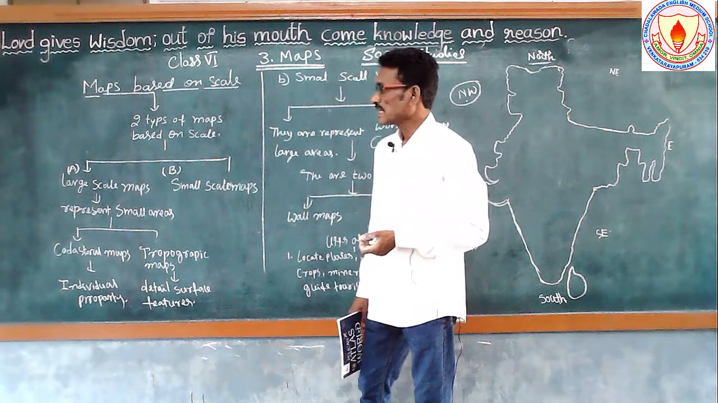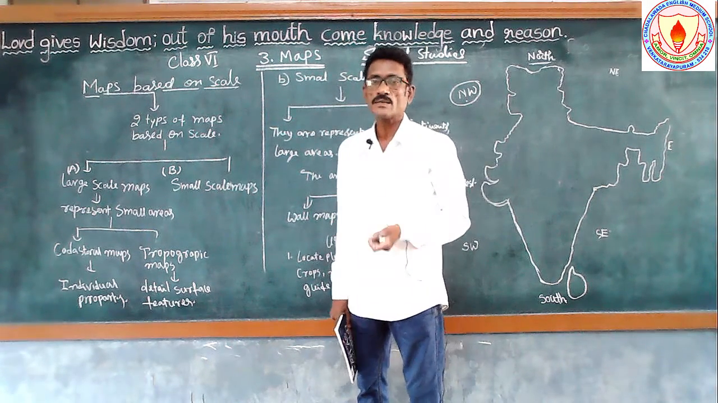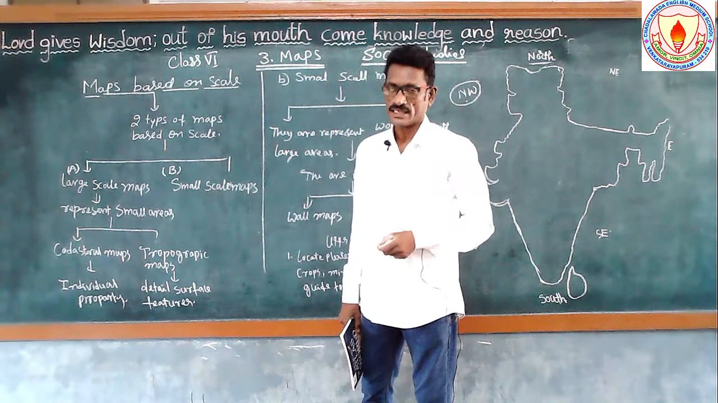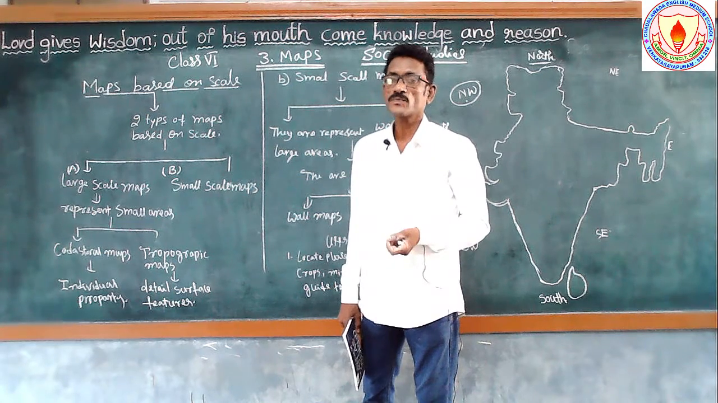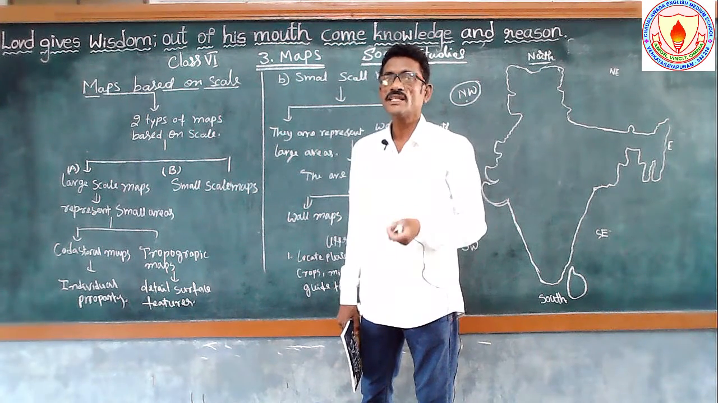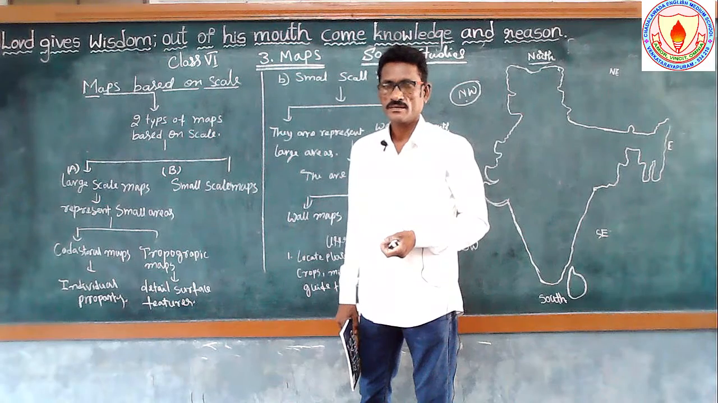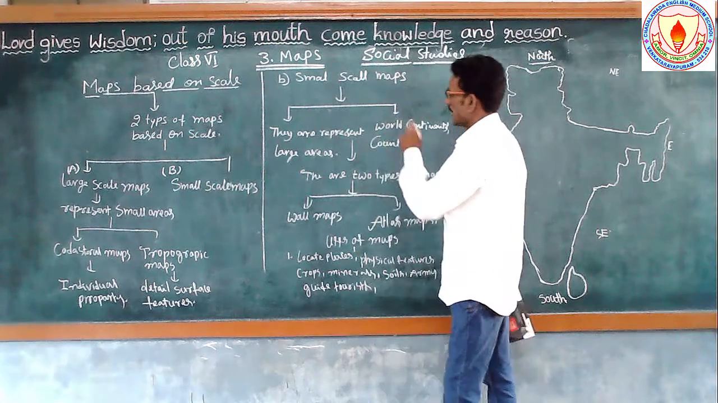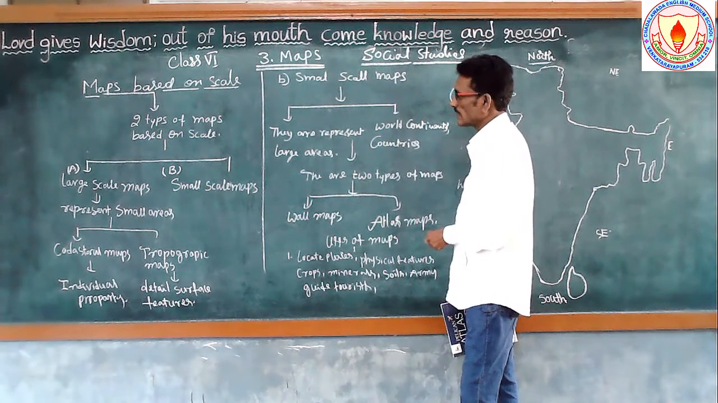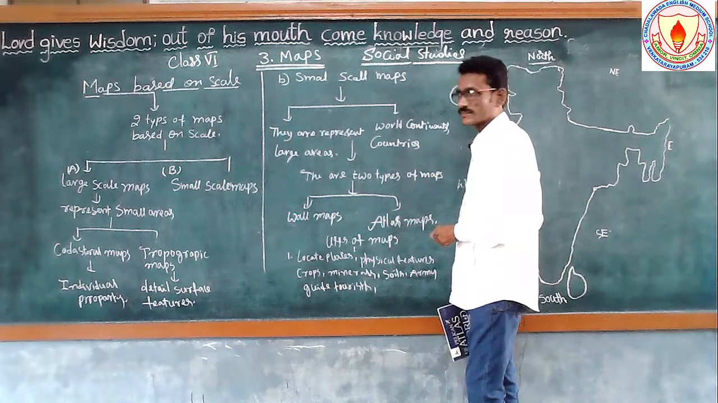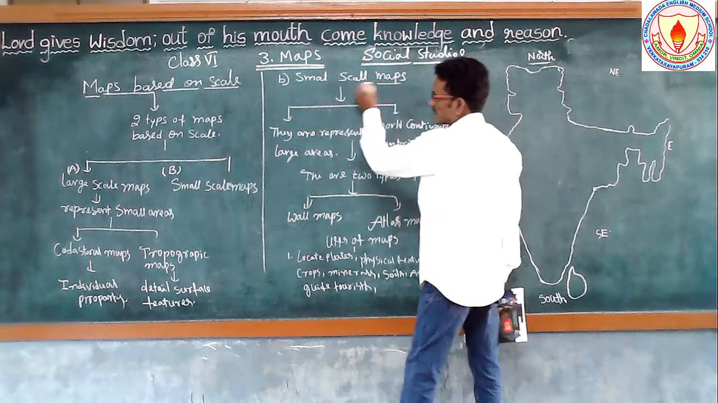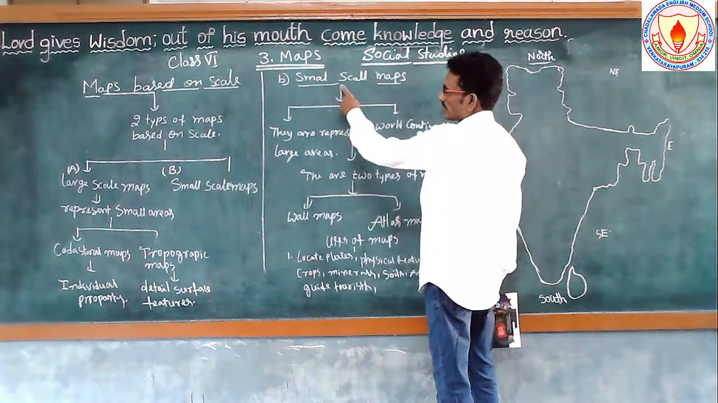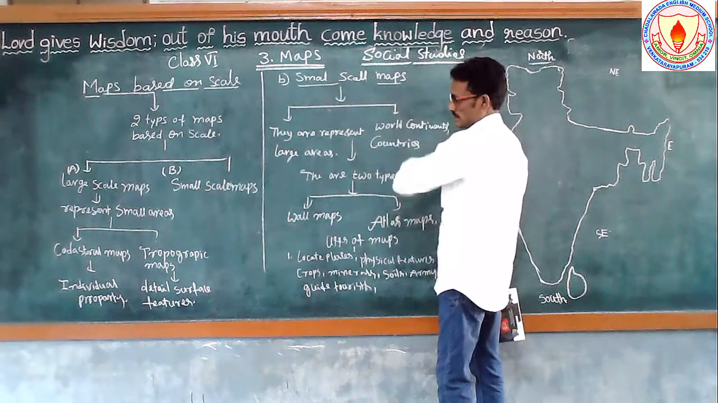So these are the two important maps. The first is large scale maps. What is the importance of large scale maps? They represent small areas. What do they represent? Individual property. Next is small scale maps. Small scale maps represent large areas. So the first one is A, large scale maps, and the second one, B, is small scale maps.